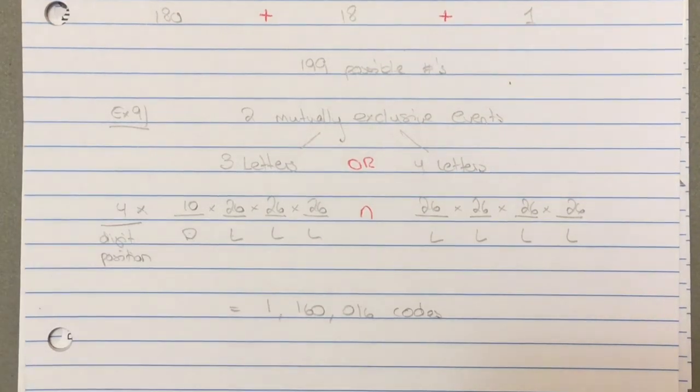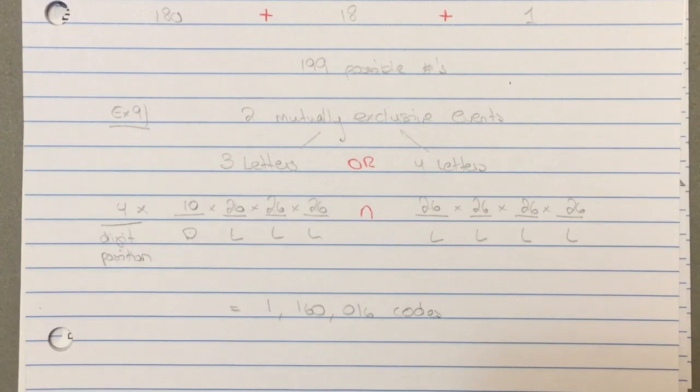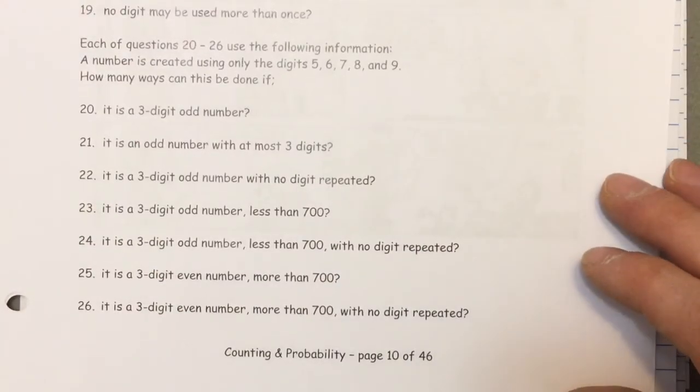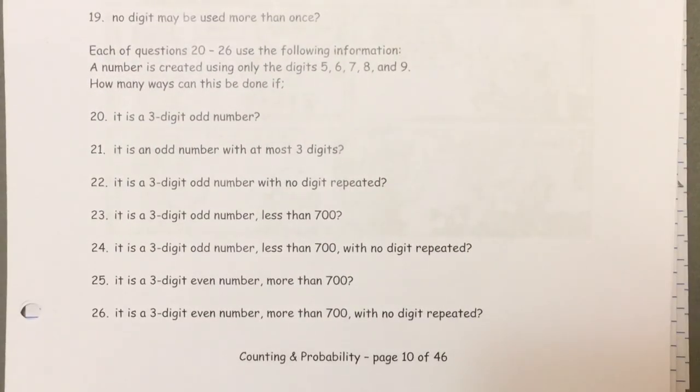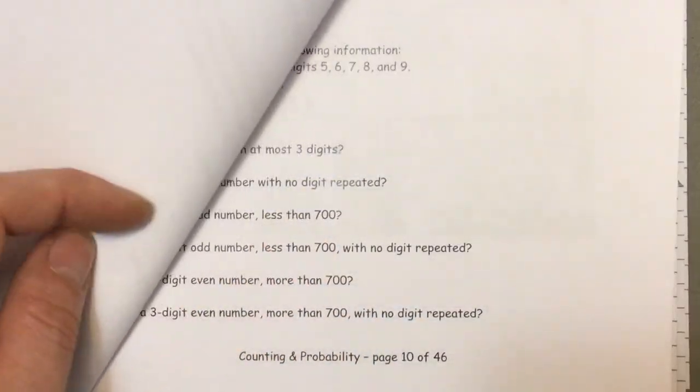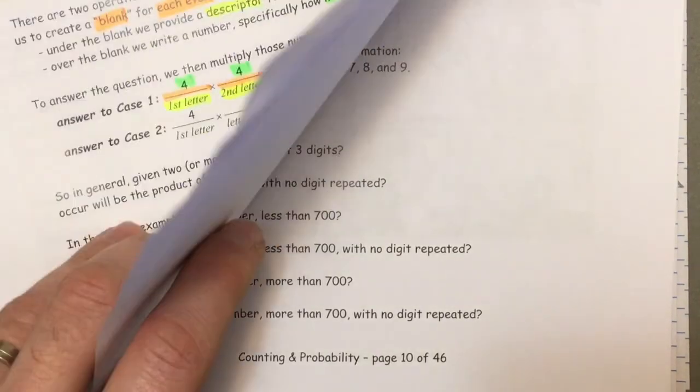And that finishes a whole bunch of examples that show you how to use the fundamental counting principles in a variety of situations. And that should help you finish the questions on pages 9 all the way to 10. There are 26 questions, and some of them will take a little bit of time to think through, but you have all the understanding you need to finish those 26 questions now.